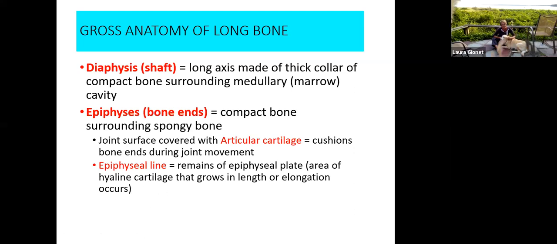During growth spurts in adolescence, the bones will grow maximally, longer and wider, and then that area of hyaline cartilage will be replaced by compact bone, and it goes from being called an epiphyseal plate to an epiphyseal line.